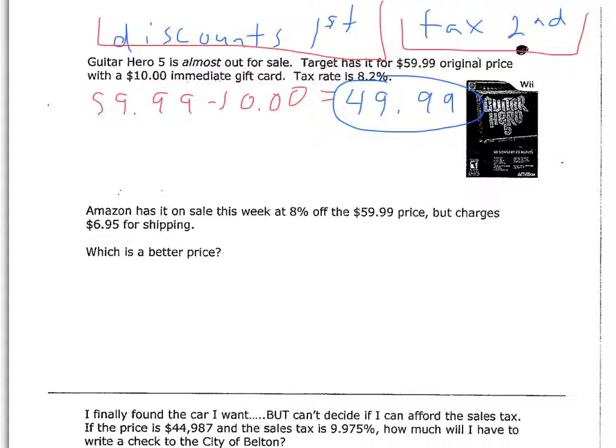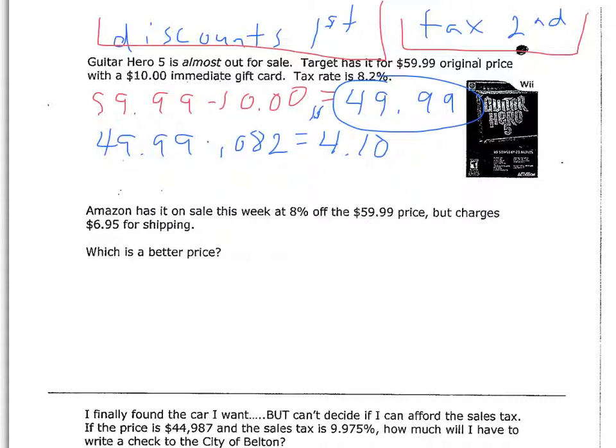But we have to go ahead and multiply that by our tax rate and figure out how much we're going to pay in tax. Okay, so take your $49.99 and multiply that by your tax, and we have that 8.2%. Remember, you have to move it over 2 spots, so that would be multiplying it by 0.082. Okay, so if you go ahead and multiply that on your calculator, $49.99 times 0.082, that gives you $4.10.